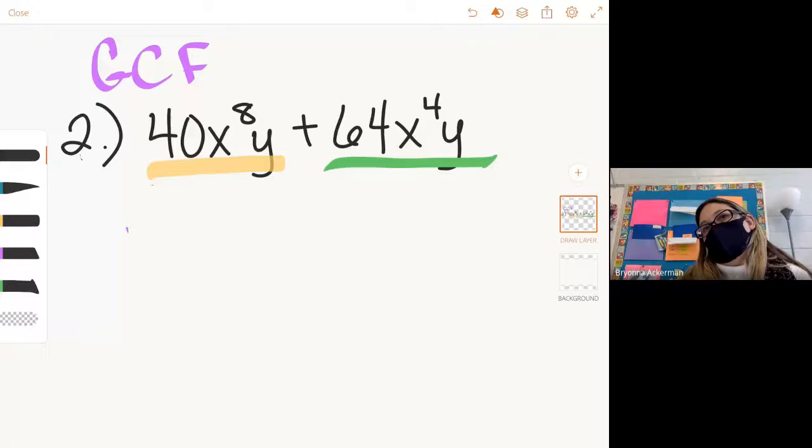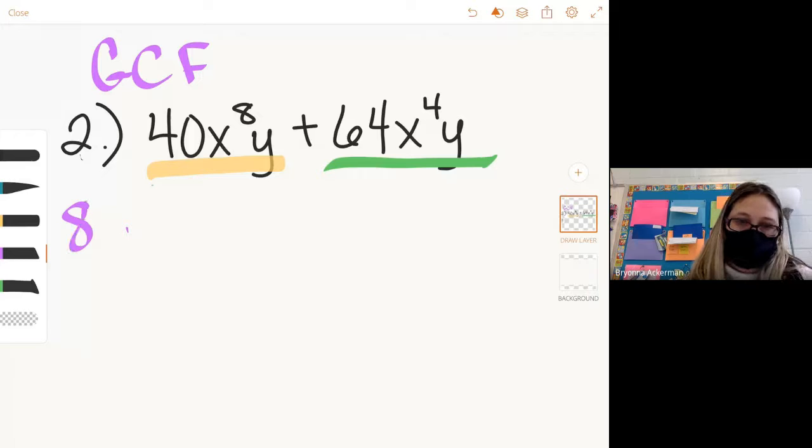What's the highest number that can go into 40 and 64? 8, okay? So if I put 8 on the outside over here, then I'm going to look at the x's. I have an x to the 8th and I have an x to the 4th. When they're the same variable, you want the lowest exponent because the lowest exponent can go into both. We can't put the highest one into both. I can't take an x to the 8th out of x to the 4th, I can't divide that. So when you have the variable with an exponent, you always take the smallest exponent.